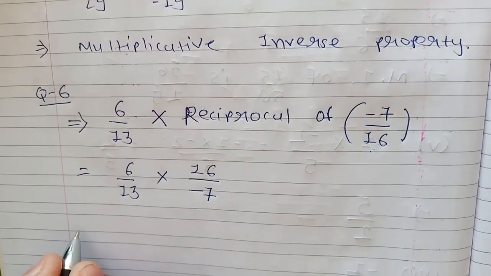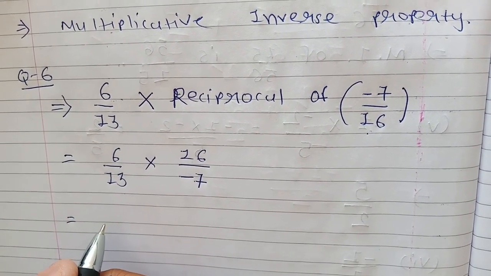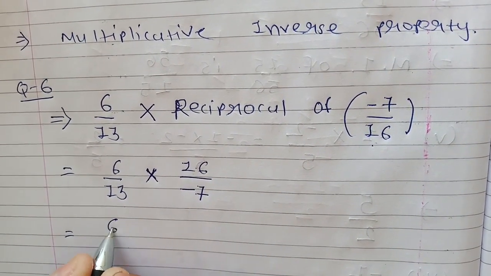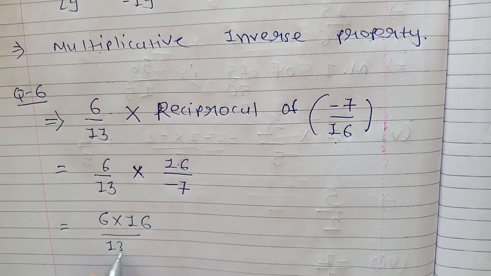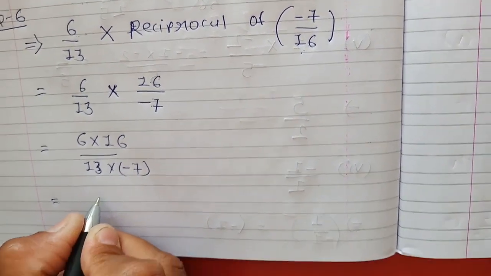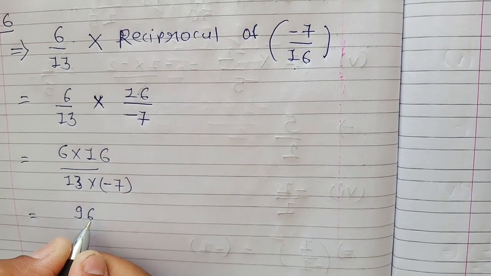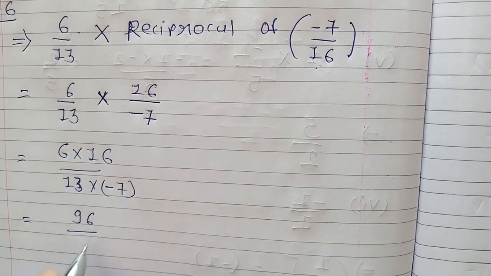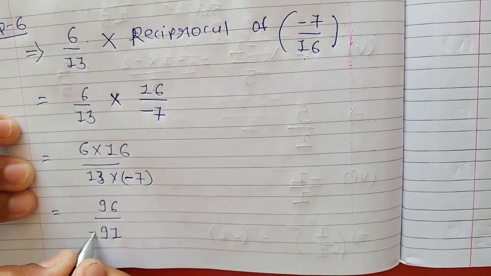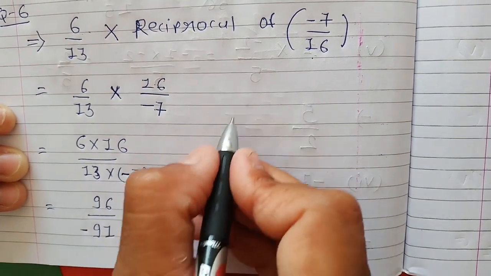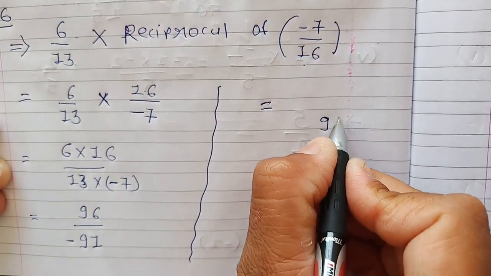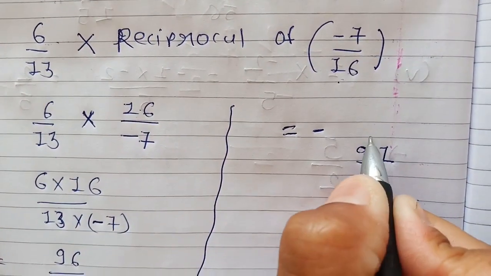Now we have to do simplification of both the numbers. Now multiplication: numerator with numerator and denominator with denominator. So 16 times 6, we know, is 96, and 13 times 7 is 91. But here we have one minus sign. So it is equal to minus 96 upon 91; in the denominator 91 is as it is, and the minus sign is as it is.